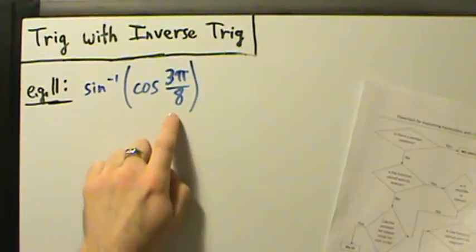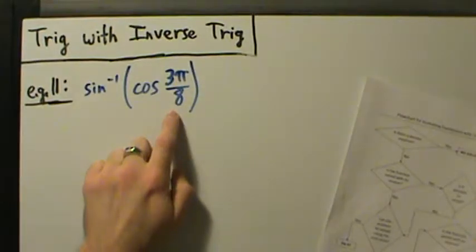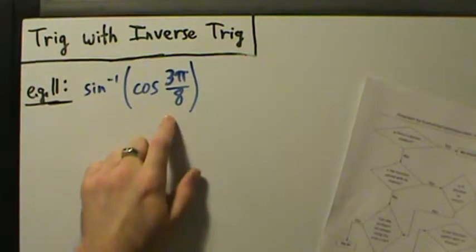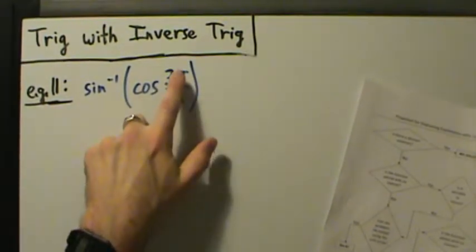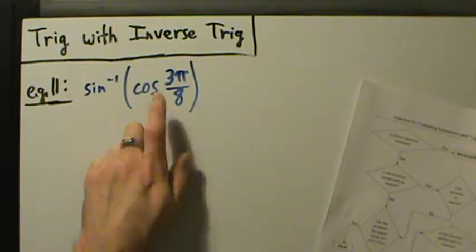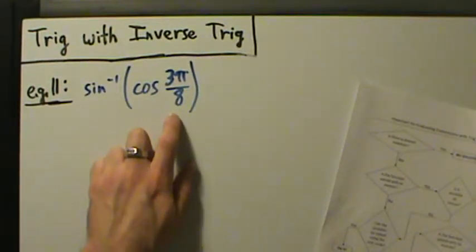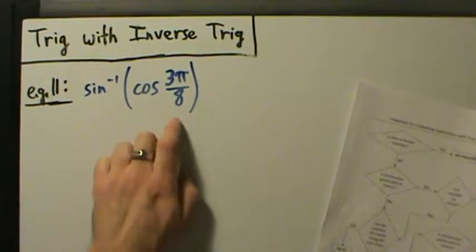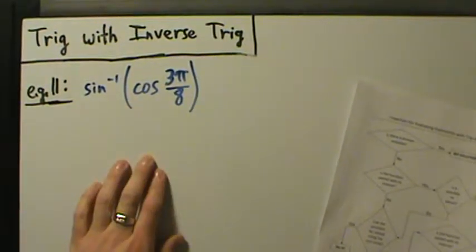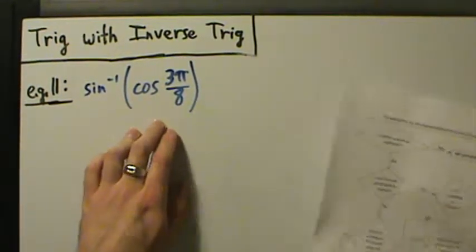Can the problem be solved using the unit circle? In other words, is 3 pi over 8 some nice angle on the unit circle? No, it's not, right? It looks like it might be because it's some number times pi divided by another number. But stuff like that over 8, those are not nice angles that are on the unit circle. So no, we cannot solve this using the unit circle.